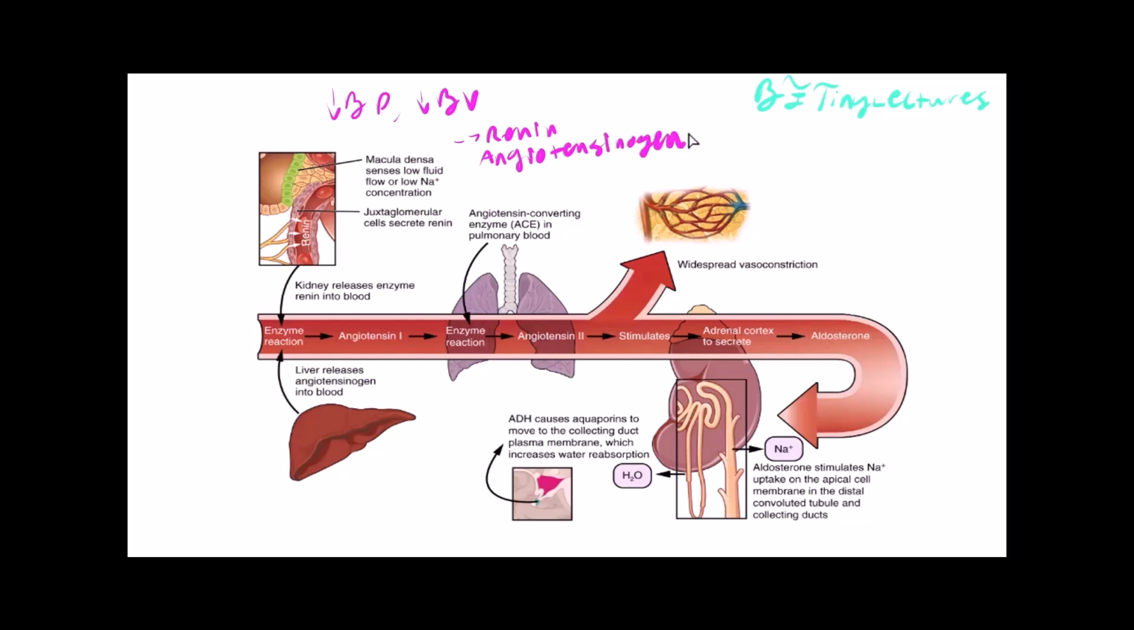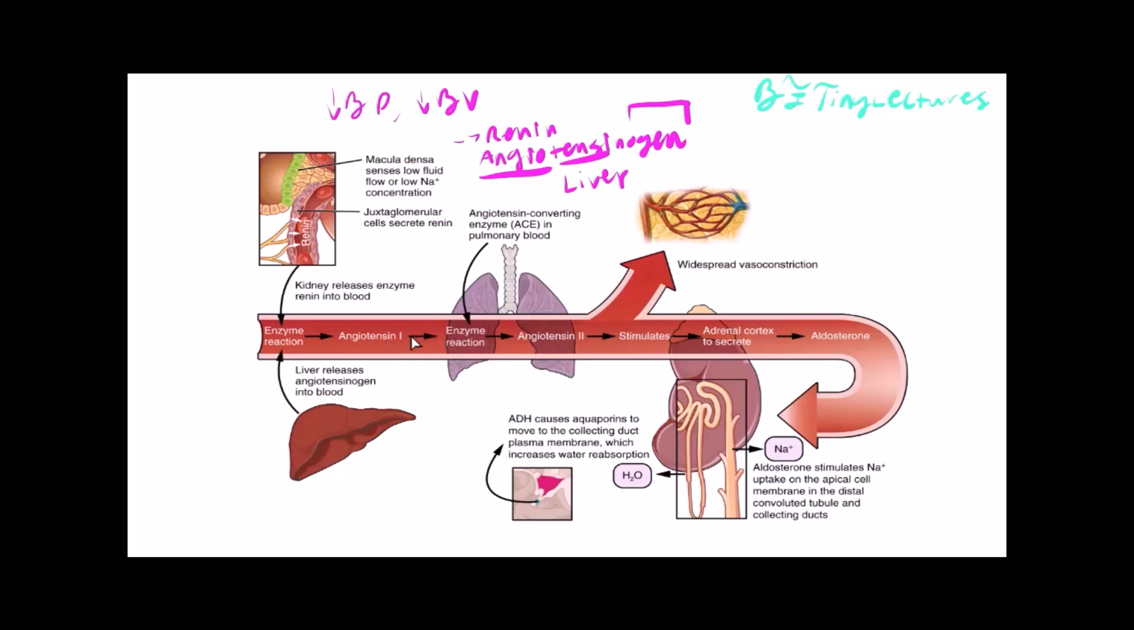angiotensinogen. So angio just means vessel, and tense means that we're going to constrict, and gen means generation or the creation. So what are we creating? We are creating angiotensin, vessel constriction. So angiotensinogen is made by the liver, and it's just floating around in the blood. And when angiotensinogen interacts with renin, it creates angiotensin 1.